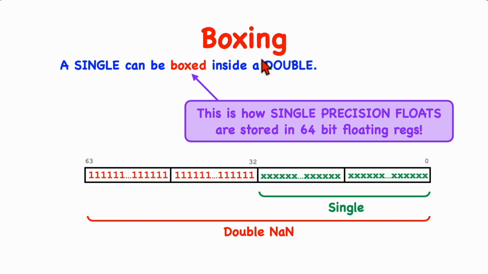So on a core that implements both single and double precision, we can box a single precision number inside a double precision number. And here's a picture that shows what's going on. When interpreted as a double, it's a not a number value. But when interpreted as a single precision value, we just look at the low order 32 bits.